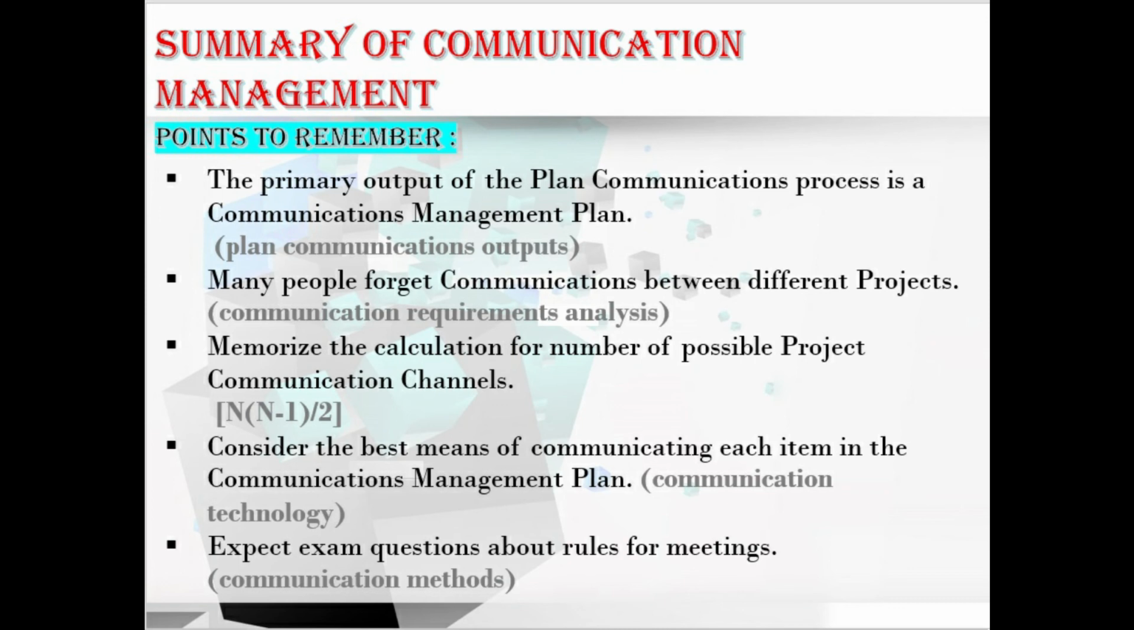First, we need to consider that the primary output of the plan communications process is the communications management plan, which is very important. Second consideration, many people forget communications between different projects. This is a key area. Coming to the third one, we need to memorize the calculation for the number of possible project communication channels. We have the formula n into n minus 1 by 2. The next consideration is we need to consider the best means of communicating each item in the communication management plan, the communication technology.